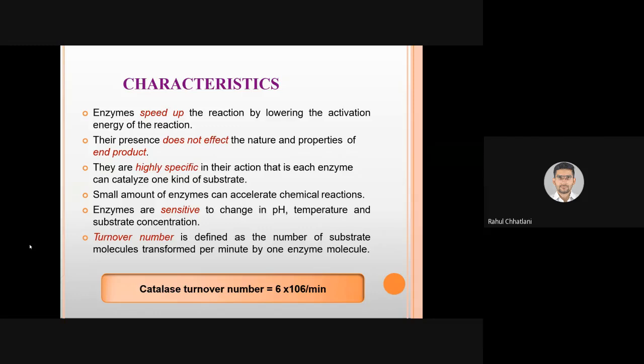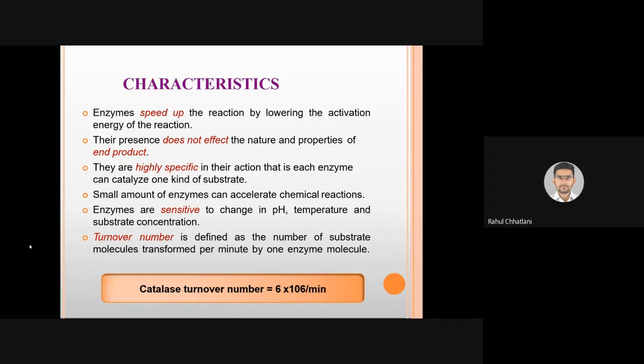And last part, turnover number is defined as the number of substrate molecules transformed per minute by one enzyme molecule. So you need to remember this unit, turnover number. That is, how many substrate molecules are transformed into product in one minute with the use of one enzyme. How many substrates one enzyme converts into product per minute, that is termed as turnover number.